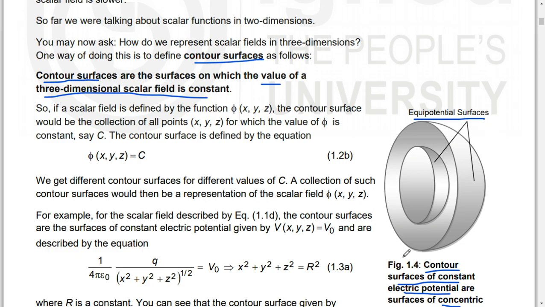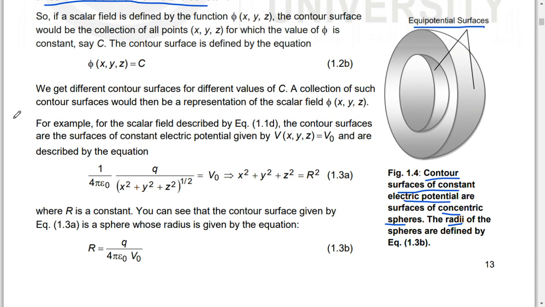Equipotential surfaces. So if a scalar field is defined by the function phi of xyz, the contour surface would be the collection of all points xyz for which the value of phi is constant, say C. The contour surface is defined by the equation phi of xyz equal to C. We get different contour surfaces for different values of C. A collection of such contour surfaces would then be a representation of the scalar field phi of xyz.